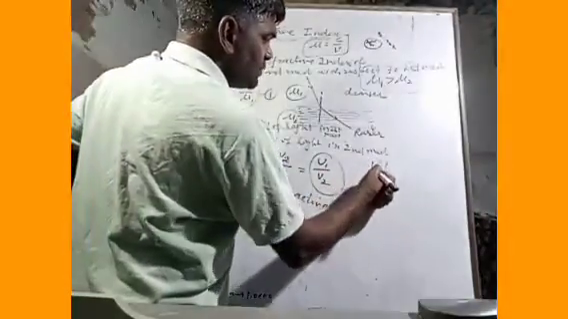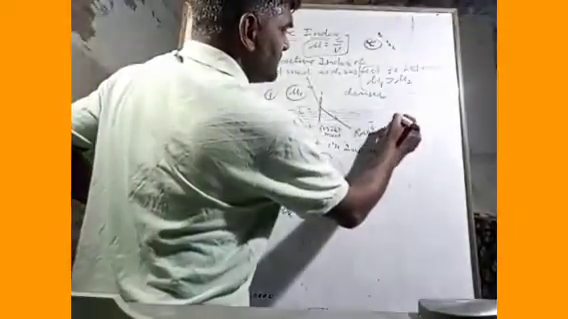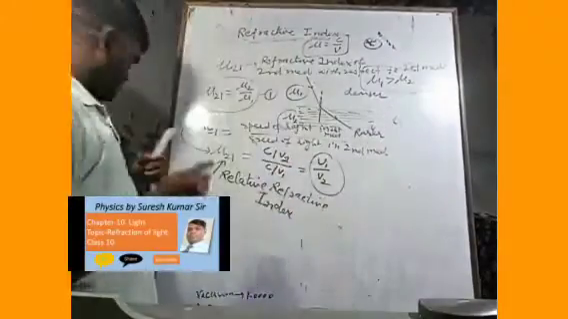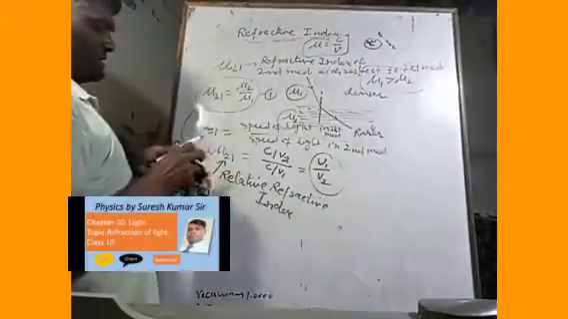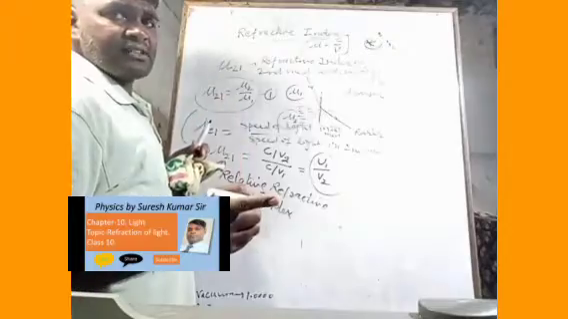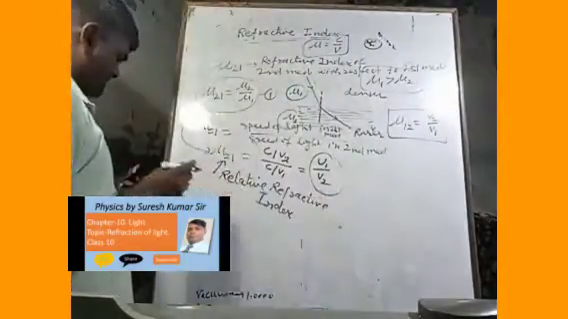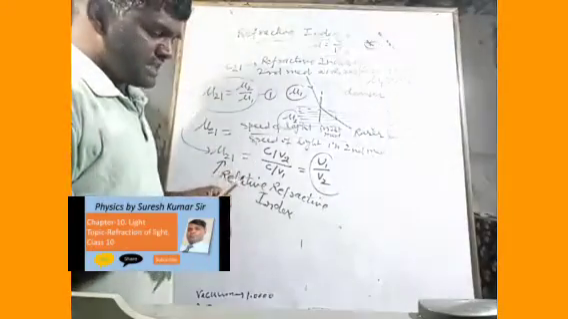Similarly, when we talk about mu12, what do we mean by mu12? That is the refractive index of the first medium with respect to the second medium. So it is going to be V2 by V1. This is all about refractive index mathematically.